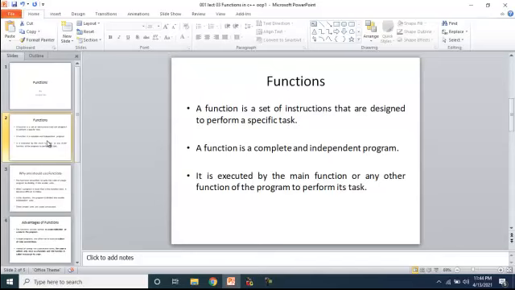That's why we call it an independent program. A function is a complete and independent program. Basically, a function is only executed by the main function. The main function has the responsibility to execute all the other functions in that program. So we are dividing that program, hundreds of lines of code, into smaller independent units used to perform a specific task.